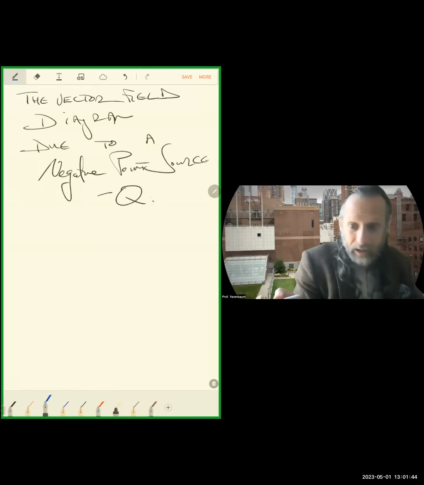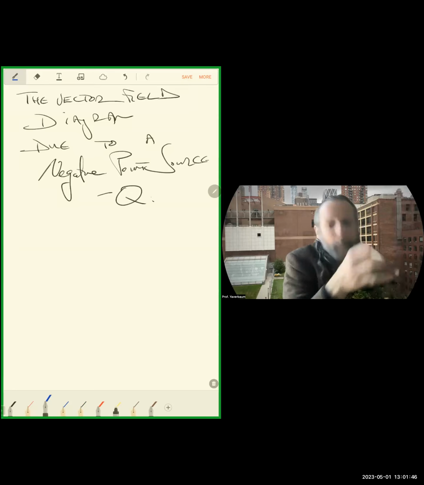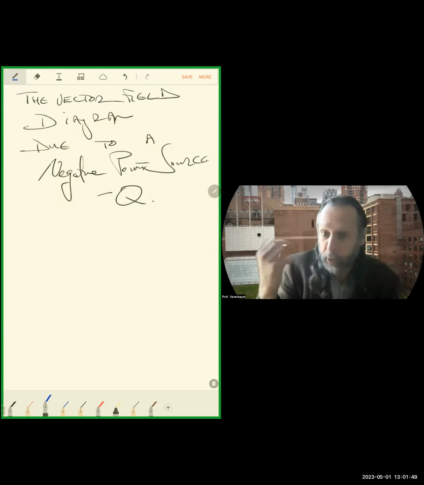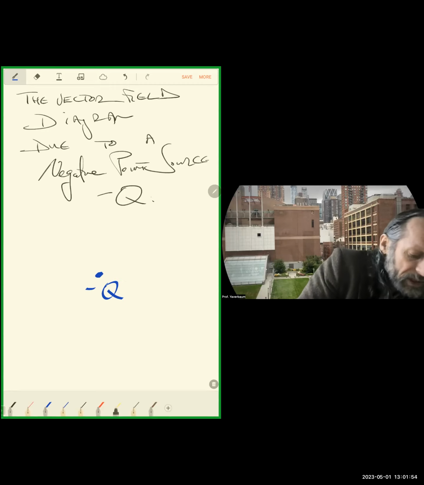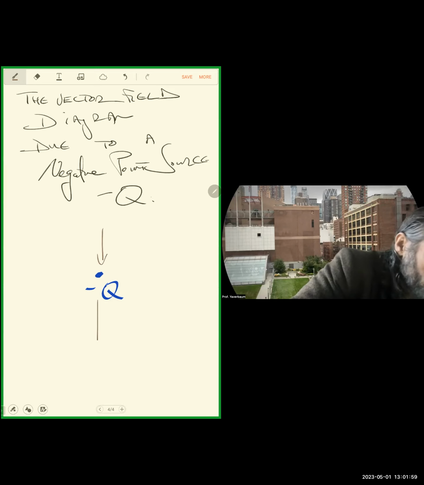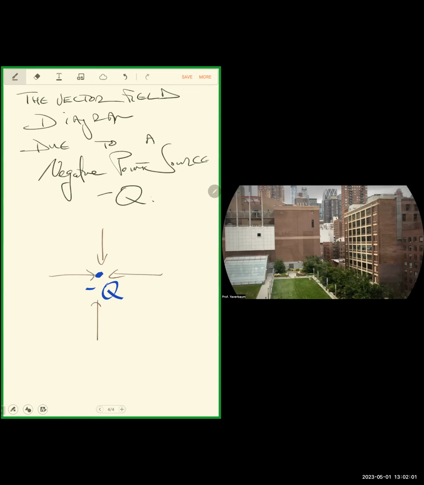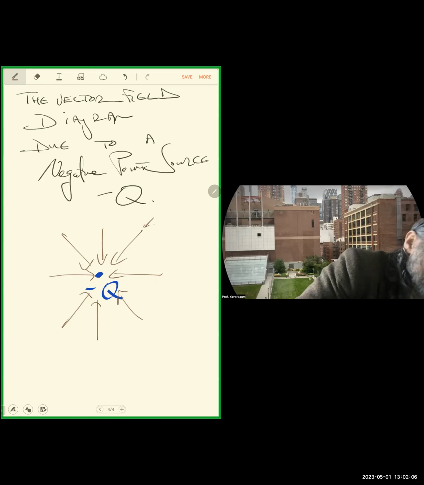So if we have a negative point source, which is possible, like we have an electron or a bunch of electrons jammed together in a tiny space, producing a field, totally conceivable, then this picture would look very similar, except for one correction. It would look like this. Again, arrows getting smaller and smaller as an inverse r squared function of distance.